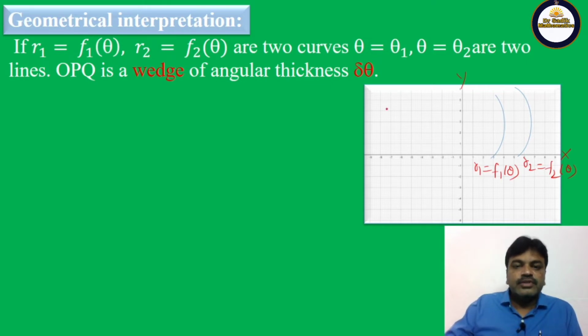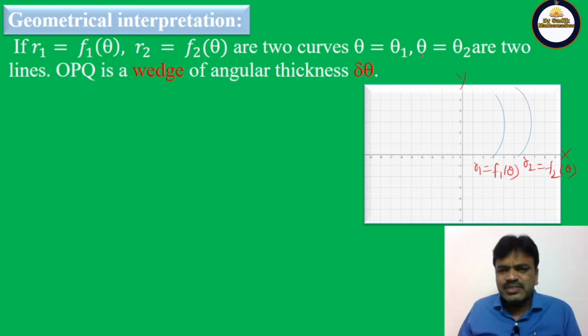Now I want to draw the two lines, friends. Simply they are angles, and these two angles are constants. So here, say this is the angle theta 1, and this is theta 2, friends.